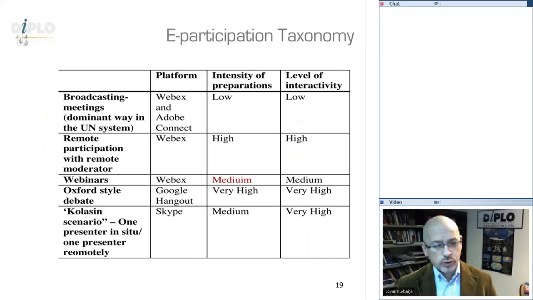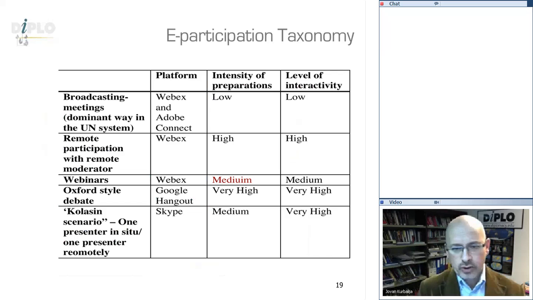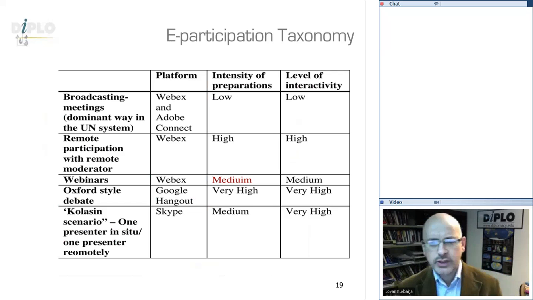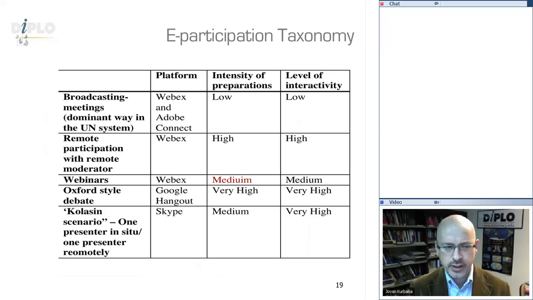For those of you who are interested in technological aspects, here is a sort of taxonomy of different hubs that are used for broadcasting. On the left-hand side, you have the type of remote participation and different platforms. For broadcasting meetings, the dominant way in the UN system, WebEx and Adobe Connect are used. Intensity of participation is almost non-existent. It's basically one-to-many broadcasting, and the level of interactivity is low.